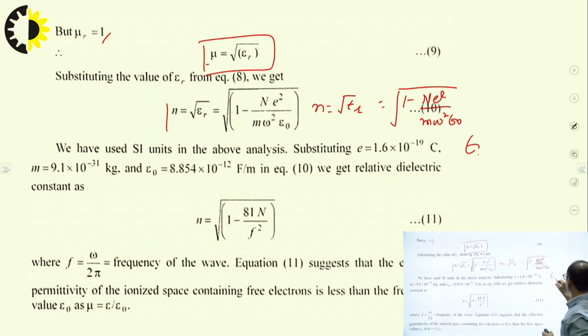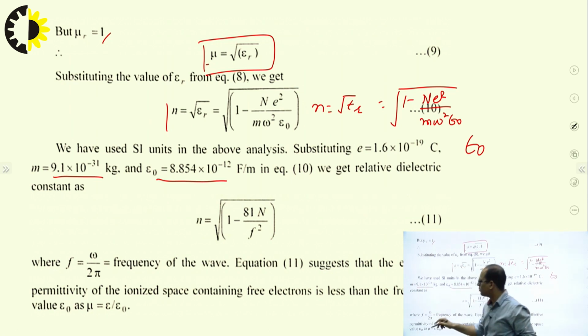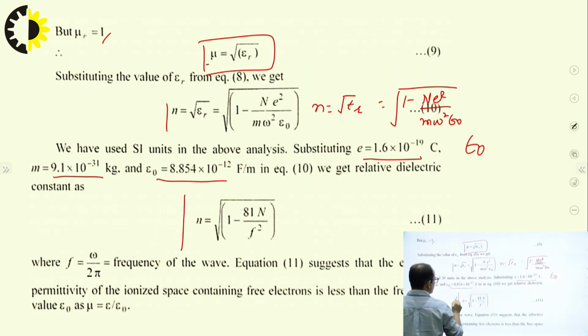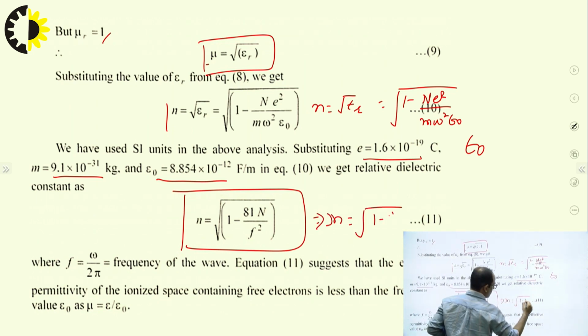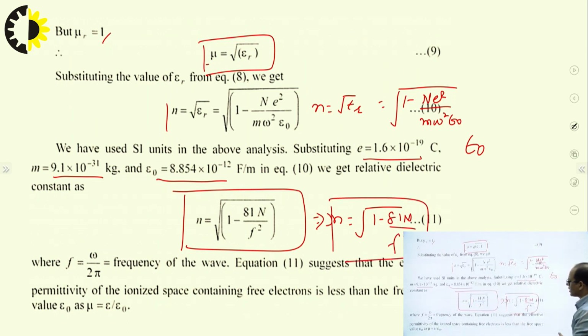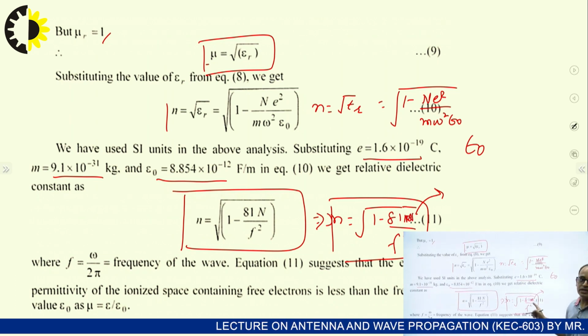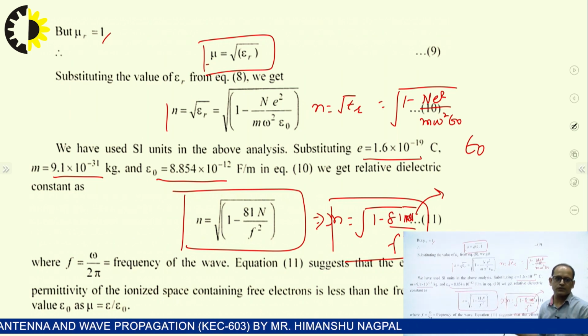Now just put the value of epsilon naught here, that is equal to 8.854 multiplied by 10 to the minus 12, m is equal to 9.1 multiplied by 10 to the minus 31, and e is equal to 1.6 into 10 to the minus 19. On putting these values, you will get the refractive index of the ionosphere n equal to under root of 1 minus 81 N upon f square. Now observe that the refractive index of the ionosphere depends upon the electron density, and this electron density varies in the ionosphere layer. It means there are a number of sub layers in the ionosphere layer.